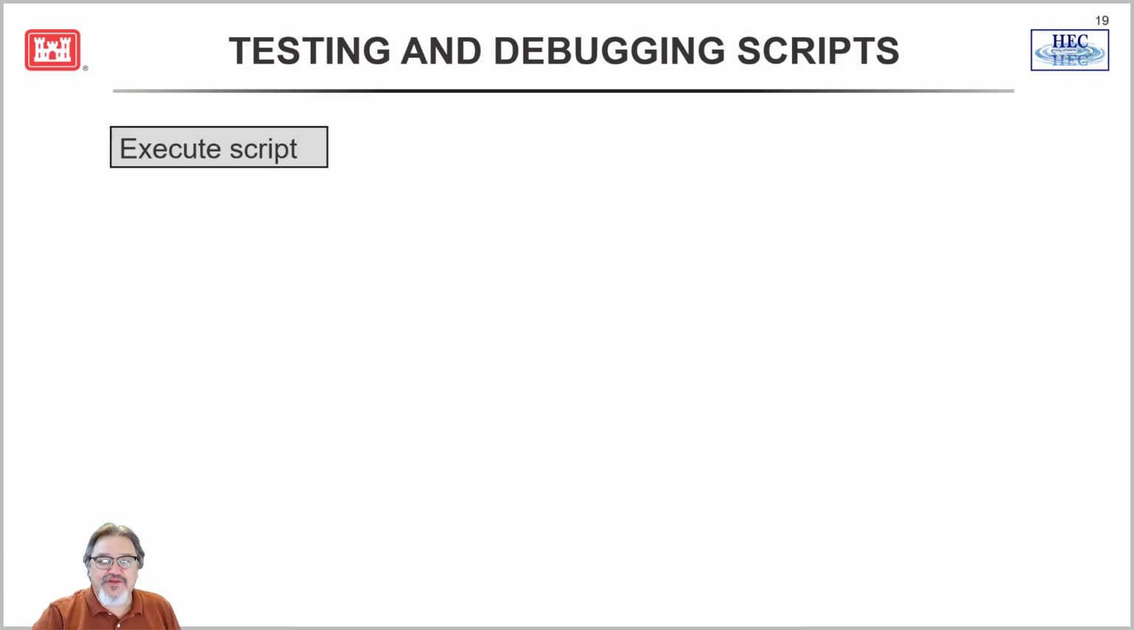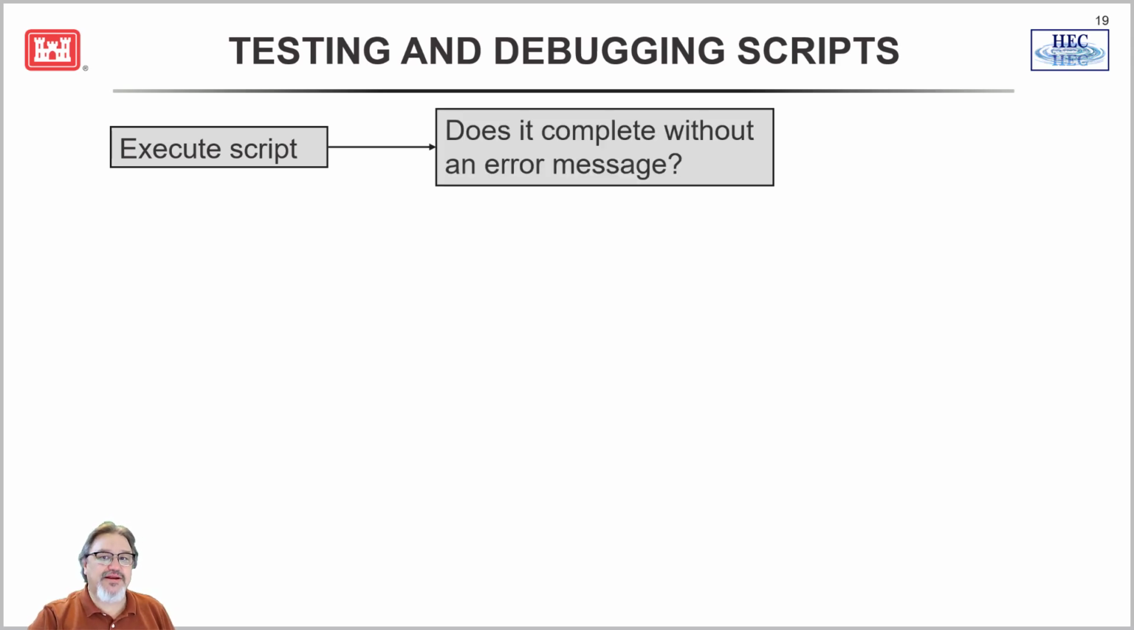And so you get into this realm of a repeated cycle of testing and debugging. Since everyone has to do it, let's just get into it and talk about it. The first thing you do after you complete your script is execute it, and then you see whether it executes without any error messages or not. That's the first big test. Does it actually run without generating errors?